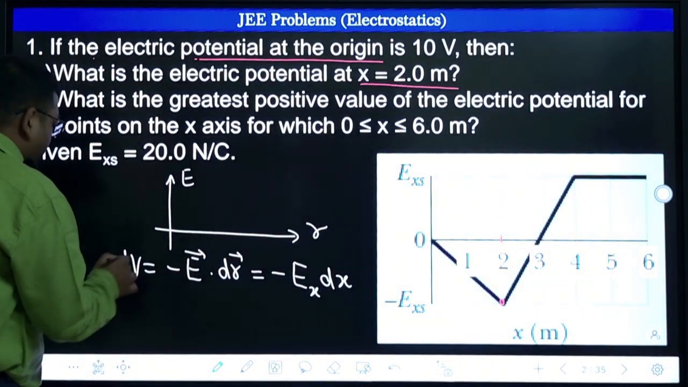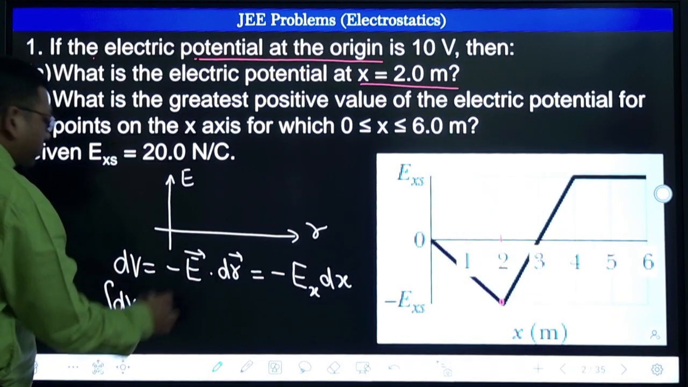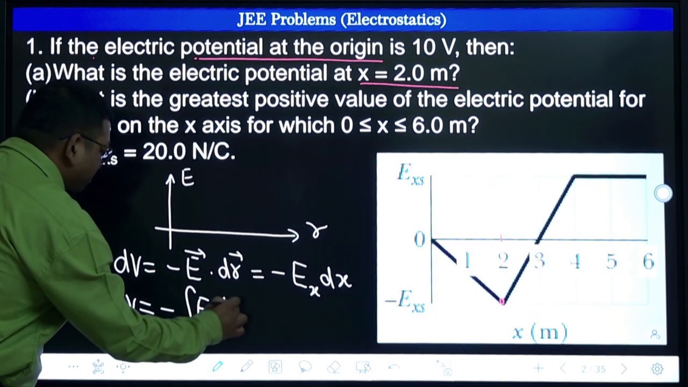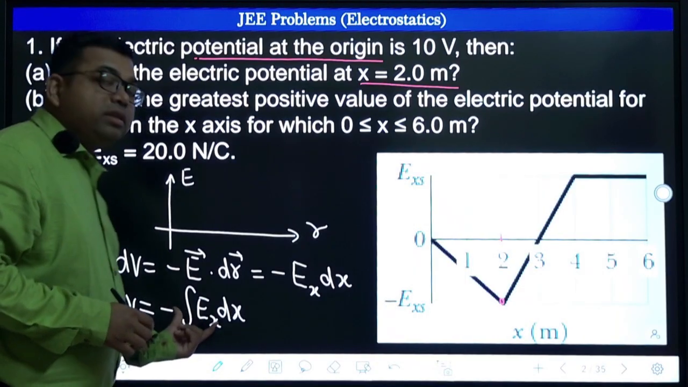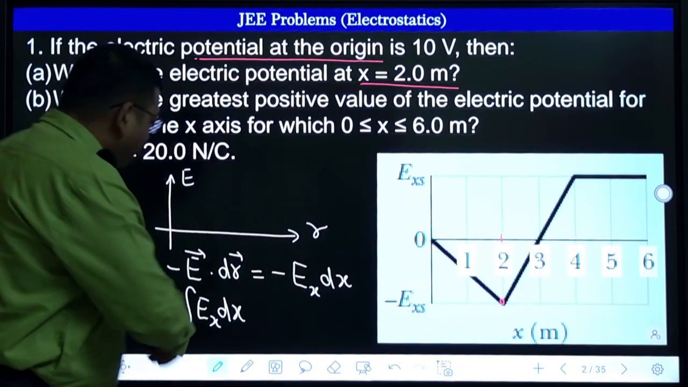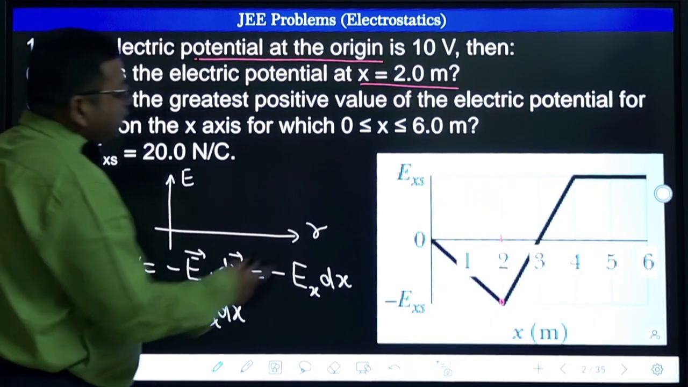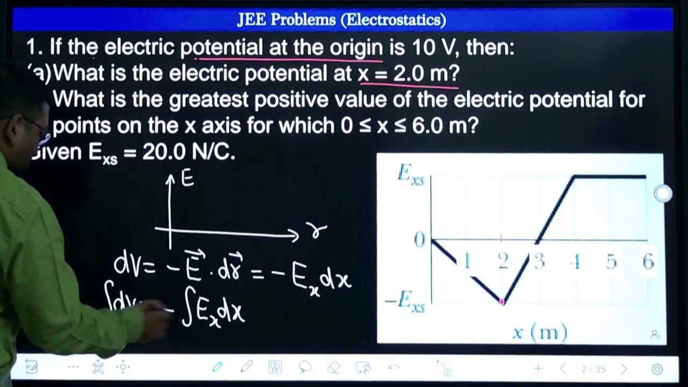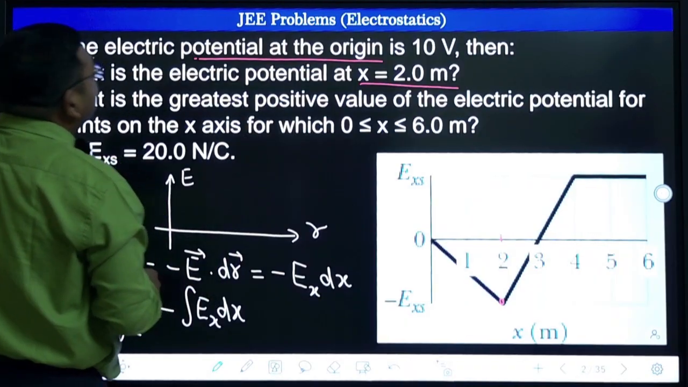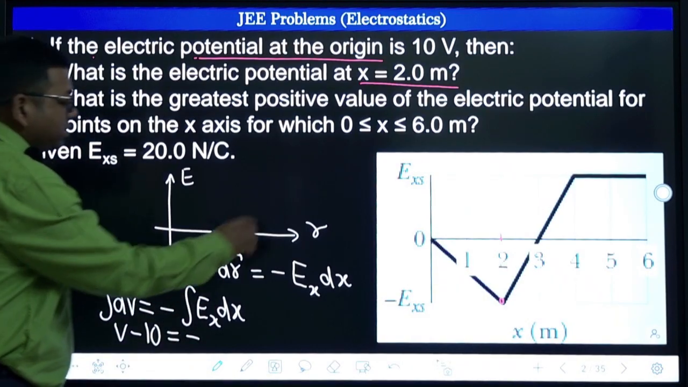Now if you take the integration of dV, we get minus the integration of Ex dx. Note that this integration gives the area under this graph, with a minus sign, so this is the change of potential. They are asking at point 2, so the potential at point 2, let us say V, minus the potential at origin, which they have given as 10 volt, is equal to minus the area under the graph.